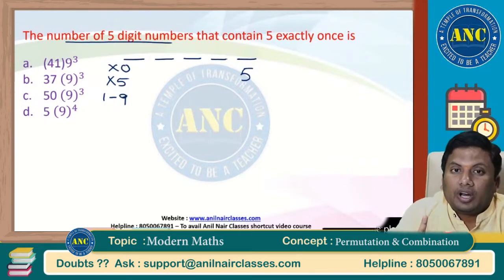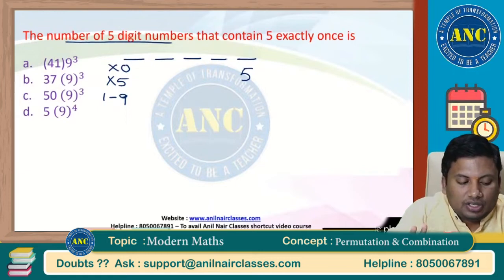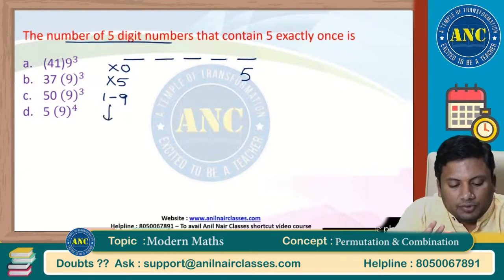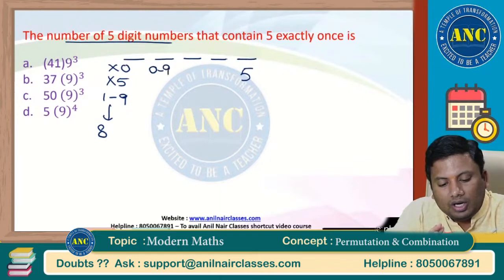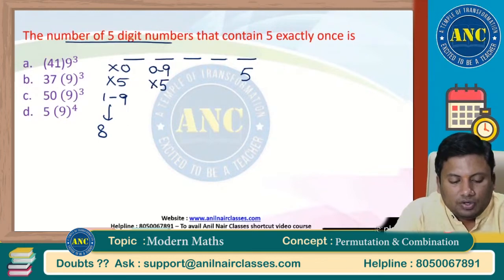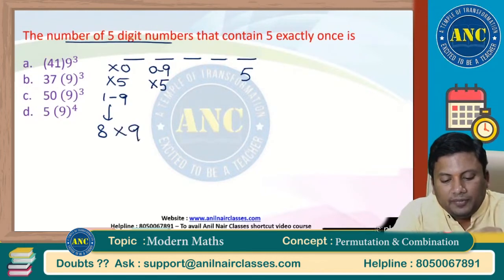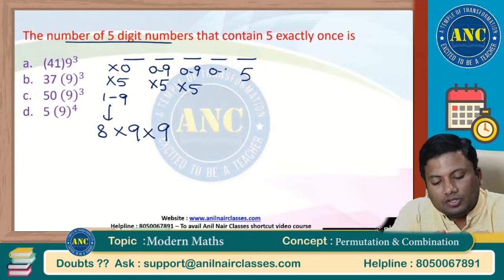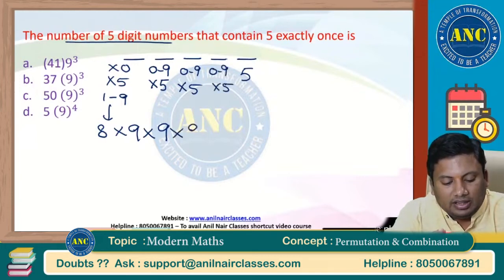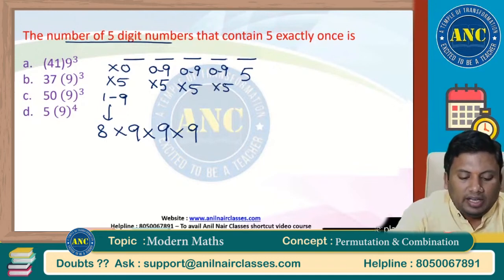Total 0 to 9, 10 digits are there. 0 cannot come, 5 cannot come. So it is nothing but 8. Here 0 to 9, 5 can come exactly once, 5 cannot come. So here it is nothing but 9. Here also 0 to 9, 5 cannot come, 10 digits, 5 cannot come, so 9. Here also 0 to 9, 5 cannot come. So here it is nothing but 8 into 9 into 9.